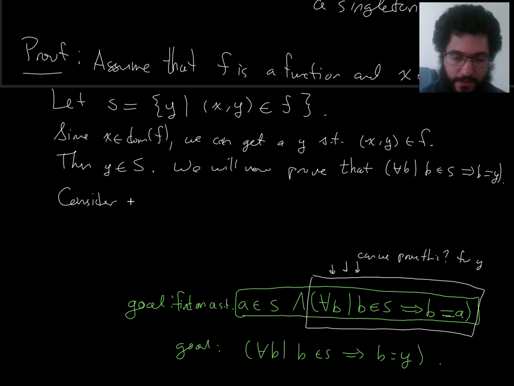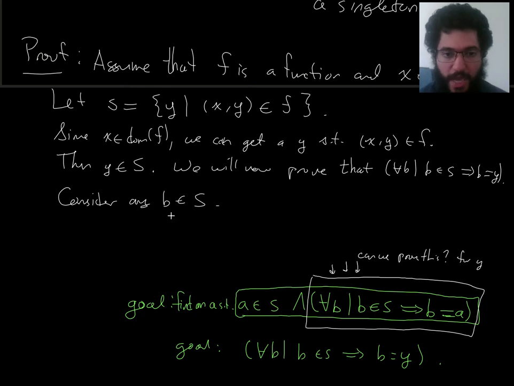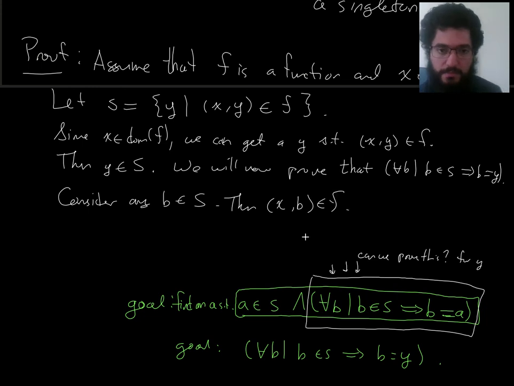So now it's very clear to the reader why I'm saying consider any b in S. Can I prove that b equals y? So let me unpack b being in S. S is this, so since b is in S, the pair xb is in F. So that's just axiom 5 again. And now look at what we have. We have the pair xy is in F, and the pair xb is in F.